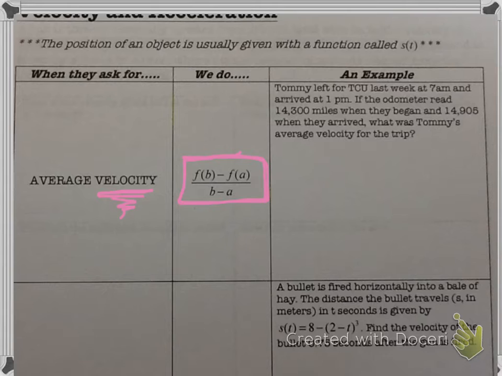Tommy leaves for TCU at 7 a.m. and he arrives at 1 p.m. So from 7 a.m. right to 1 p.m., he's covering 6 hours, right? He starts off at 14,300 miles and then it takes him to 14,905 miles. So it says, what was Tommy's average velocity?